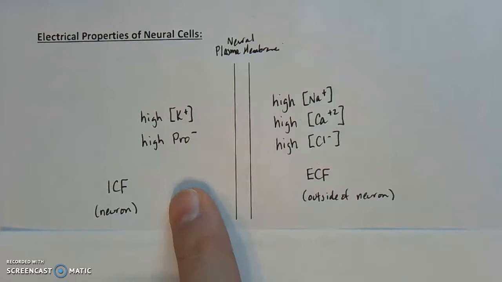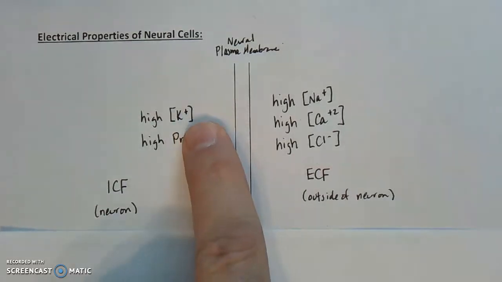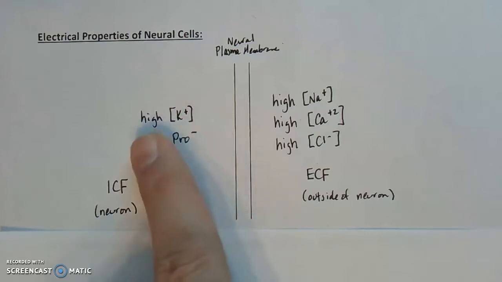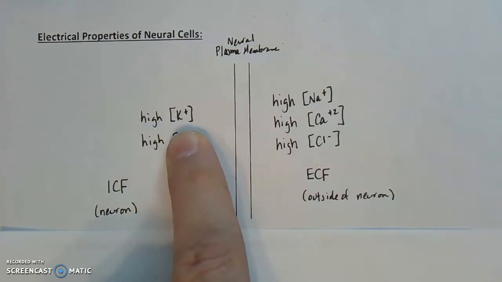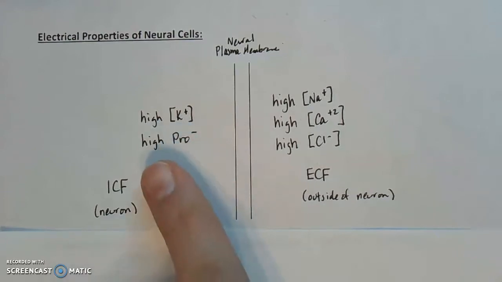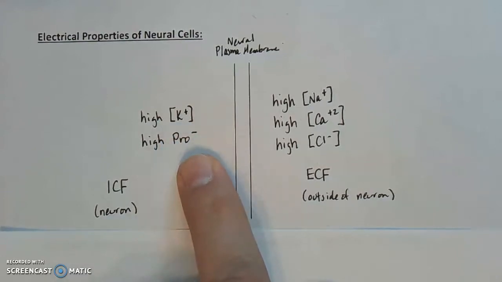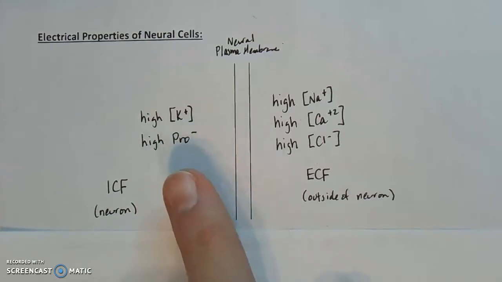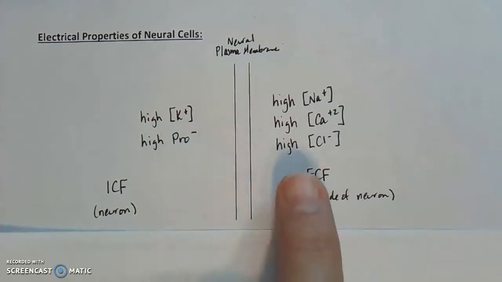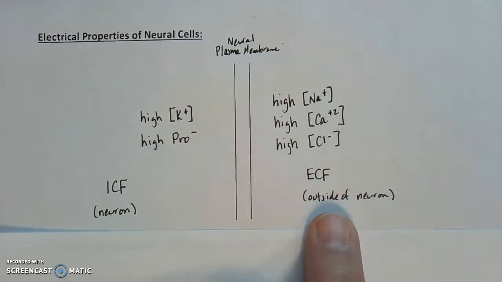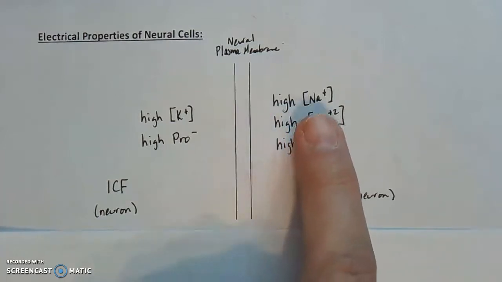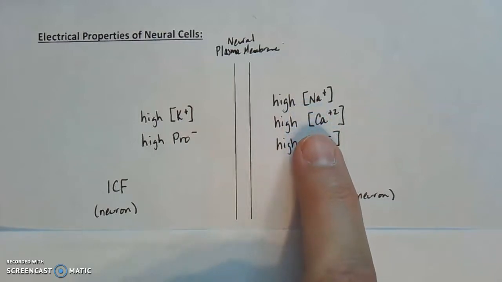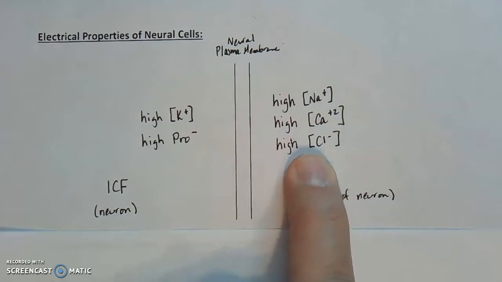So the inside of the neuron is high in potassium ions. Brackets around something means concentration. So we have a high concentration of K+. We also have a high number of negatively charged proteins because they can't go in and out of a cell because they're too big. The ECF is higher than the ICF in sodium ion concentration, calcium ion concentration, and chloride ion concentration.